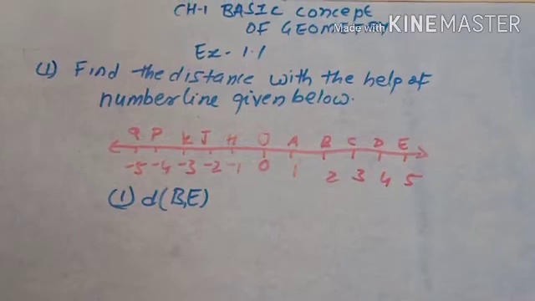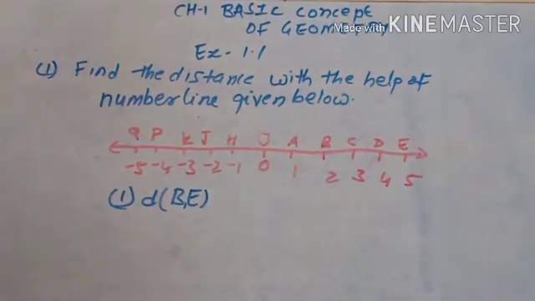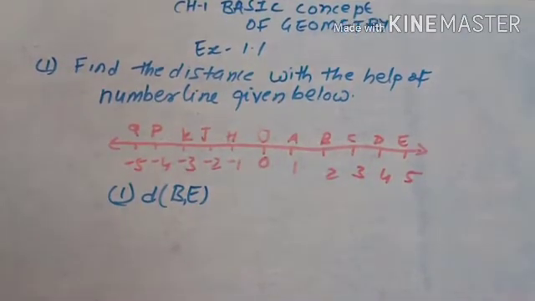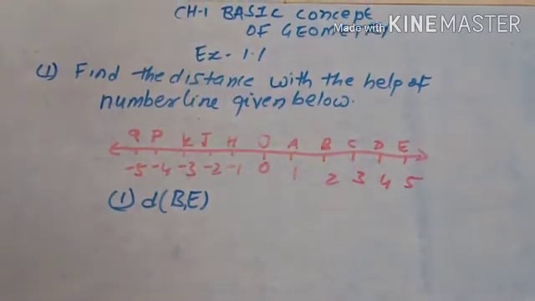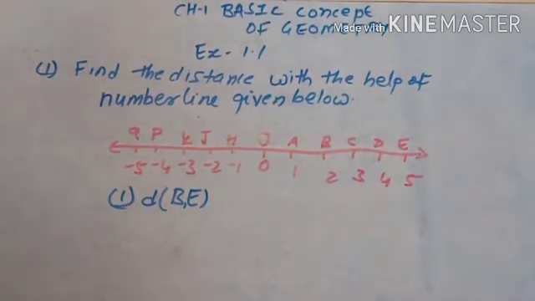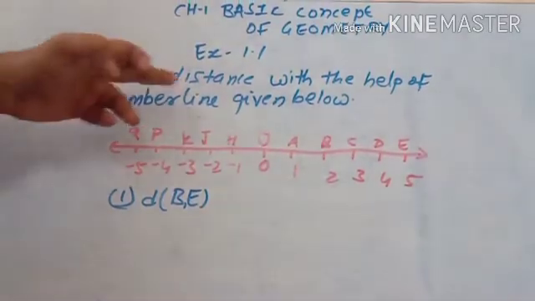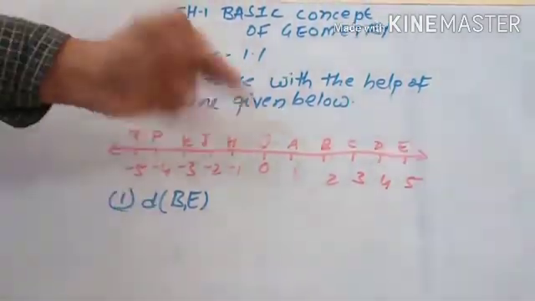Students, today we are going to start the first chapter in geometry, chapter number 1, basic concepts of geometry. Under this we solve exercise 1.1. The first question of exercise 1.1 is: find the distance with the help of the number line given below.